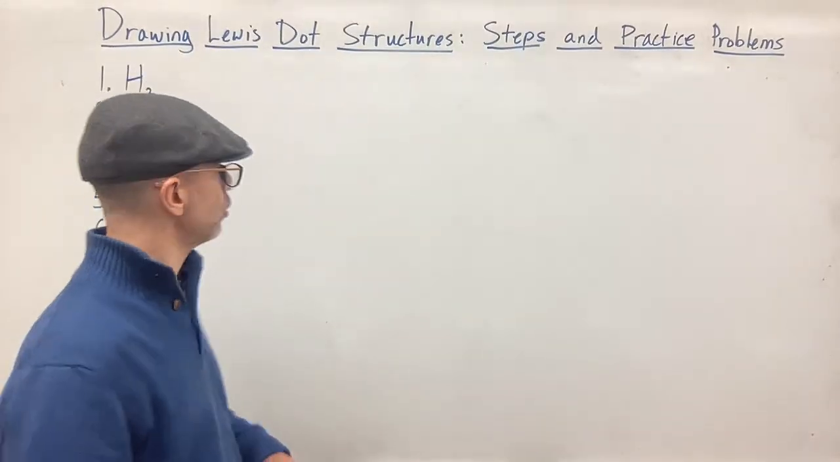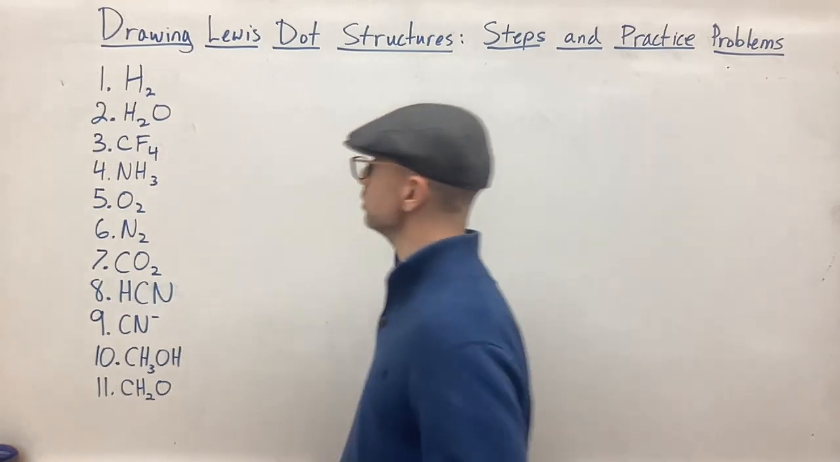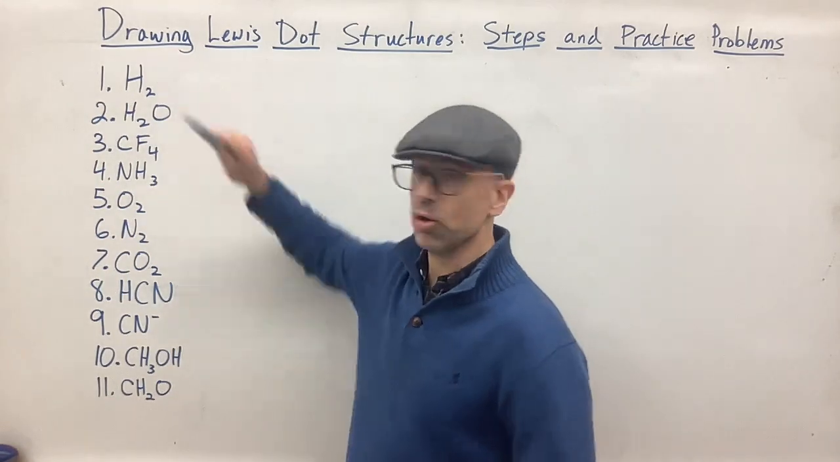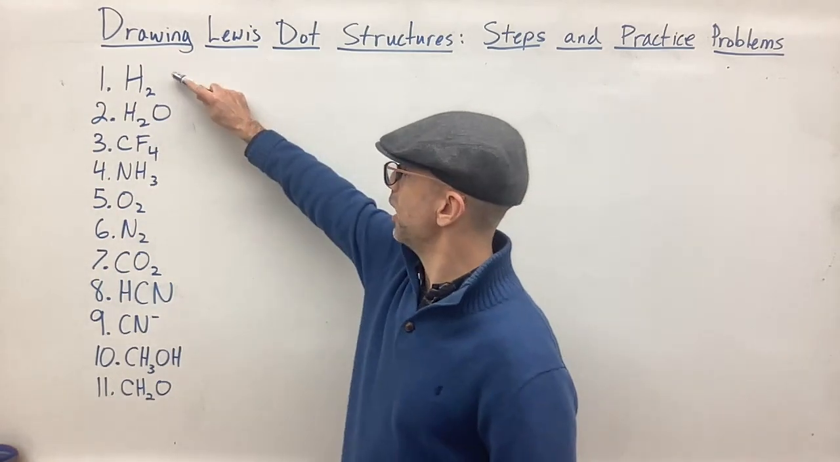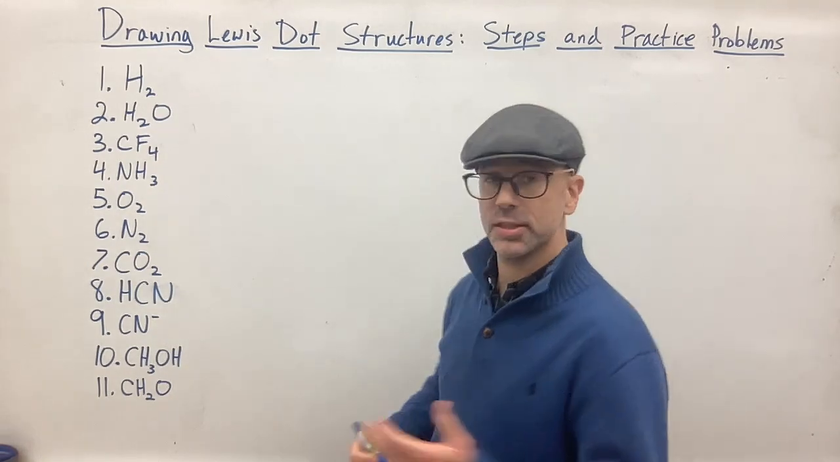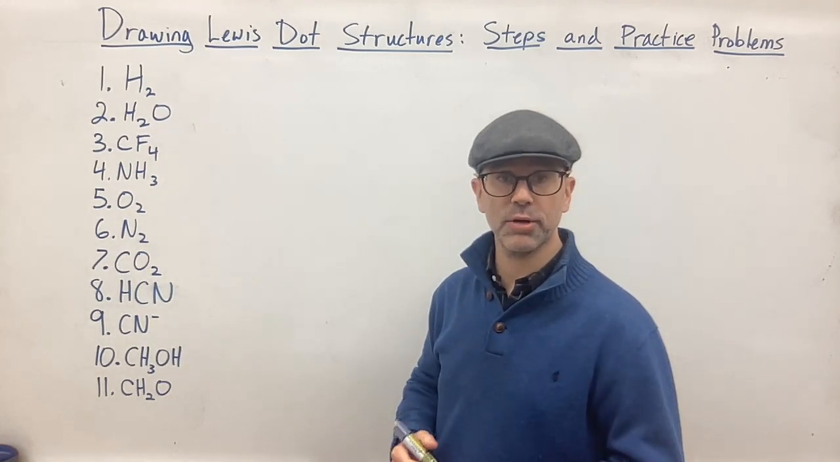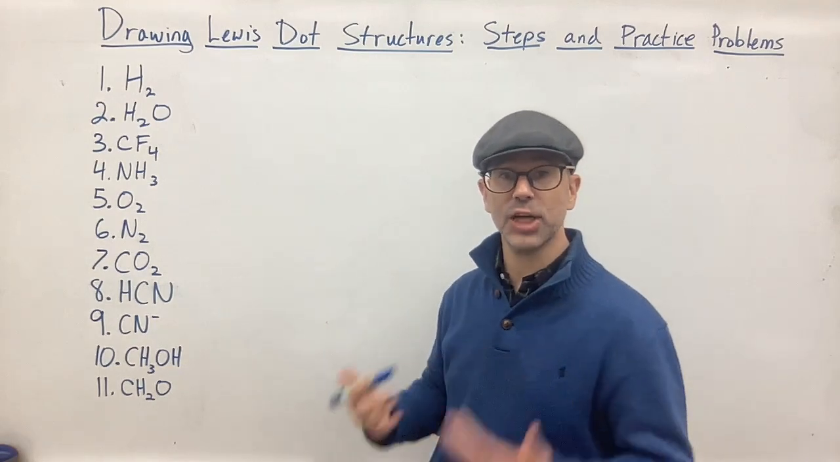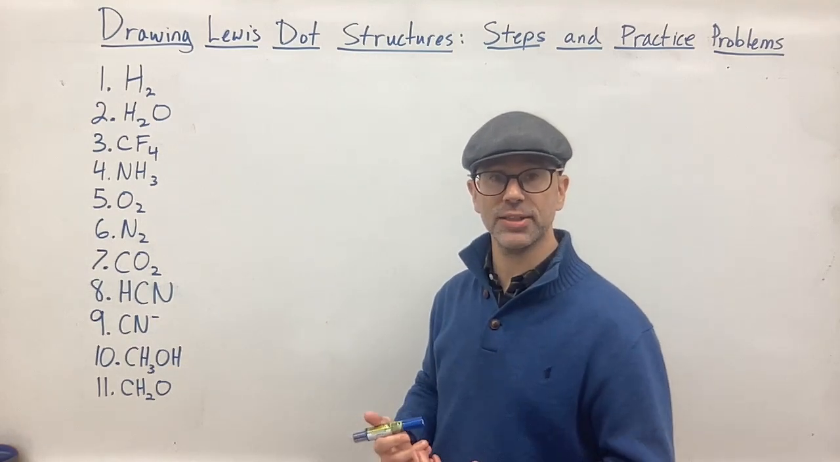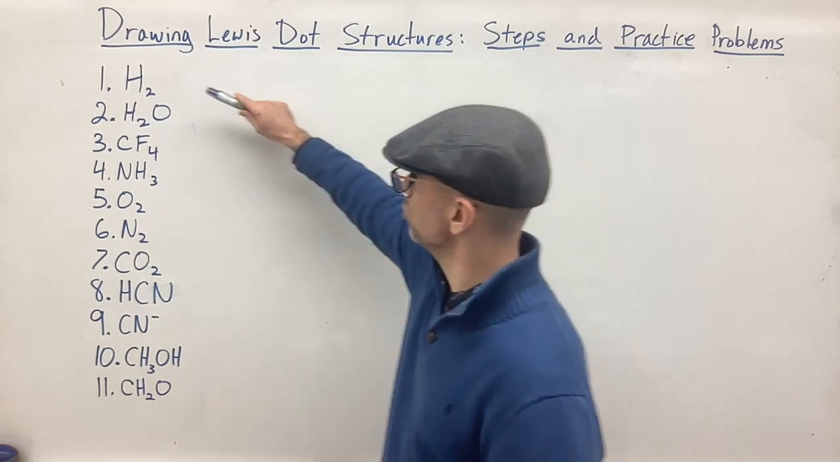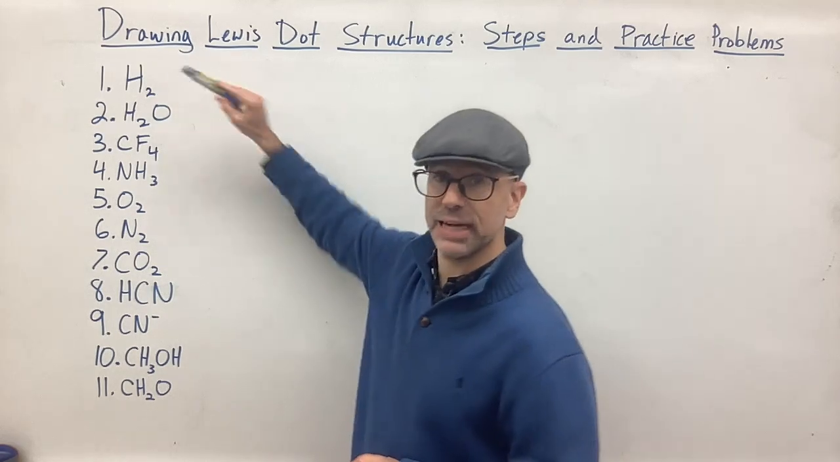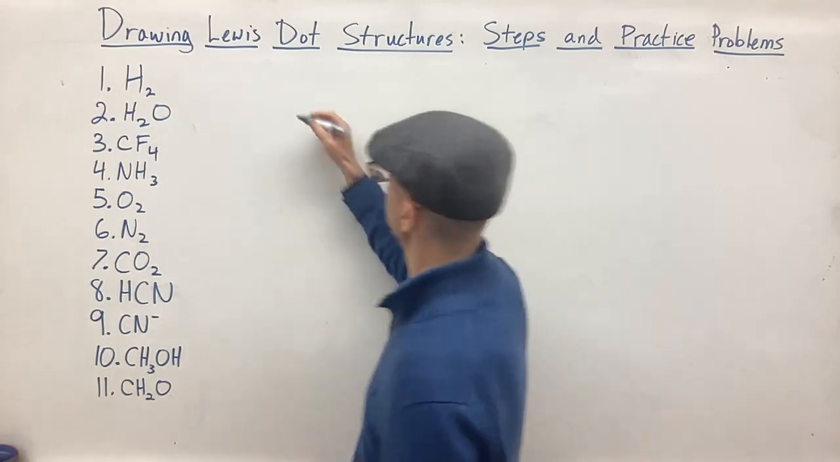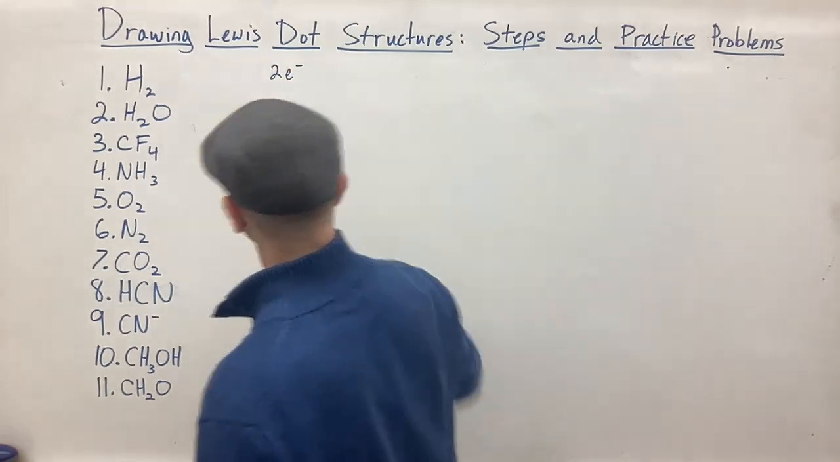Okay, welcome back. So here are a few examples. Let's start with number 1. I have hydrogen here, H2. Step 1, write out the total number of valence electrons. Since hydrogen is in group 1, each hydrogen atom has 1 valence electron. Since I have 2 hydrogens here, I have 2 valence electrons total.